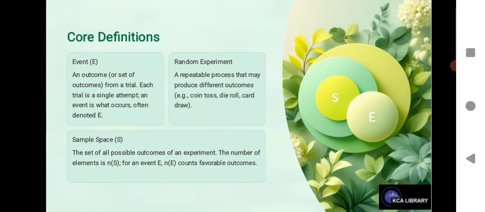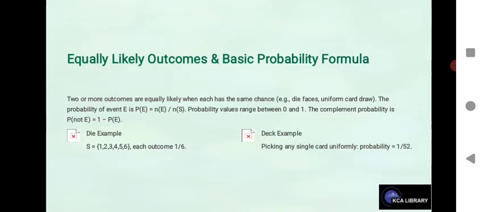So, for instance, if I throw a die that has six faces, my sample space is 6. It cannot be 100. Okay? So the number of elements in a sample space is n(S), and for an event, n(E) counts the favorable outcomes. So sample space is just all the possible outcomes of an experiment.